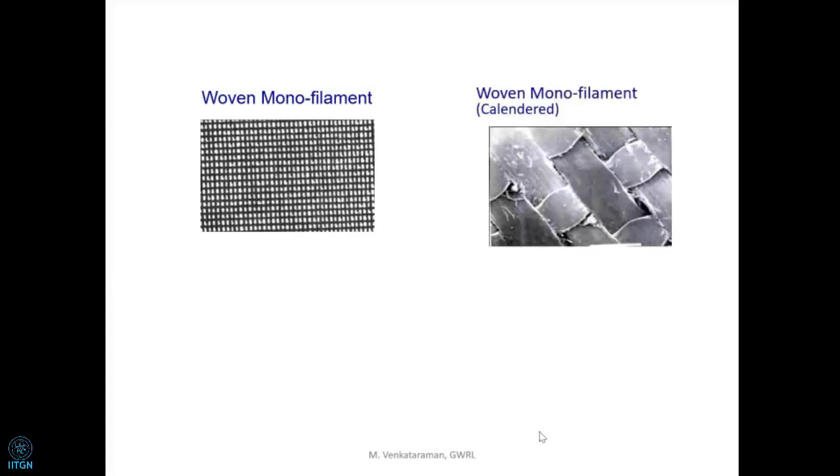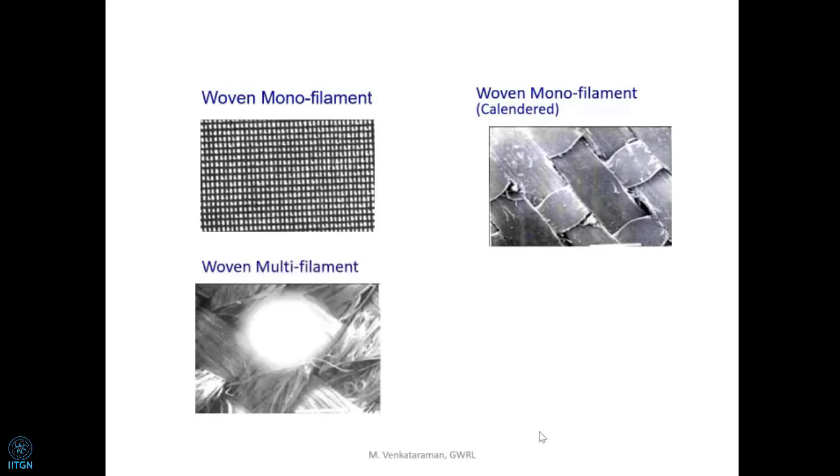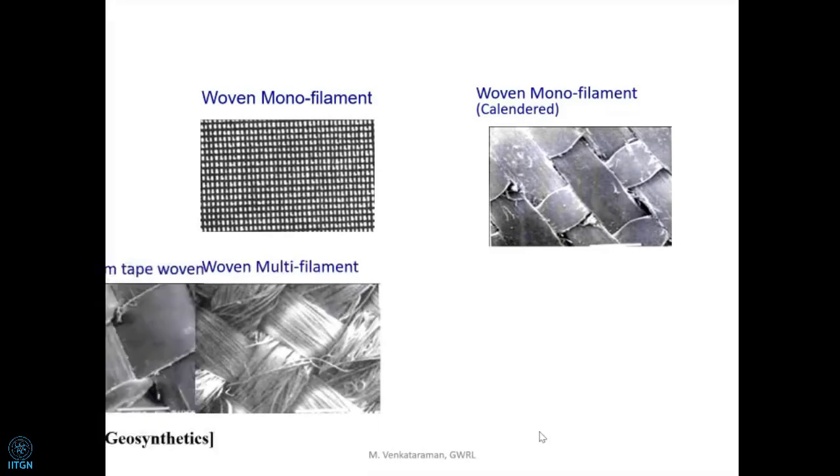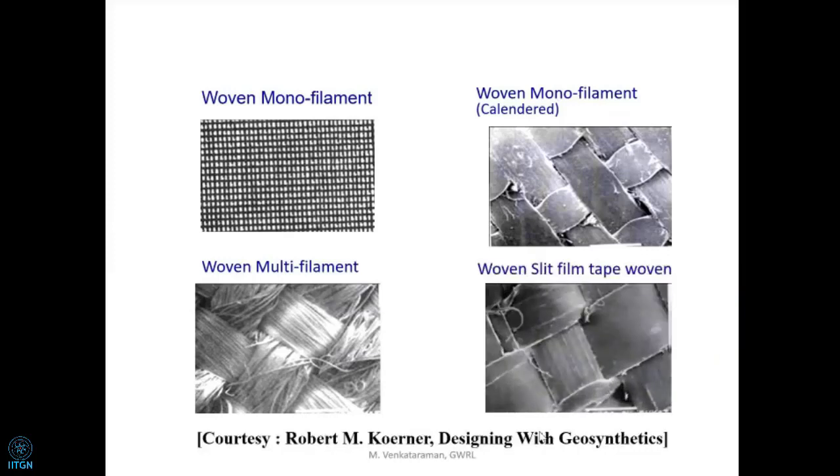And then there is a variety of woven textiles, which are woven monofilament, multi-filament, and tape fabric. And this is just for information. Let us not spend too much time on this. Then non-wovens are also available.